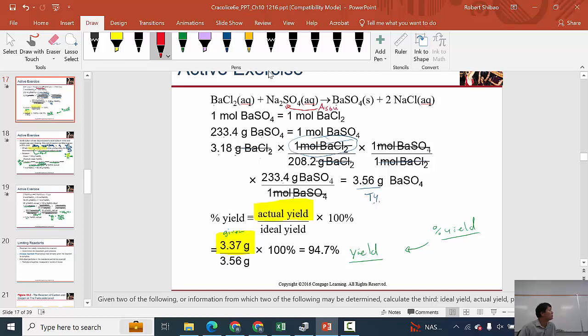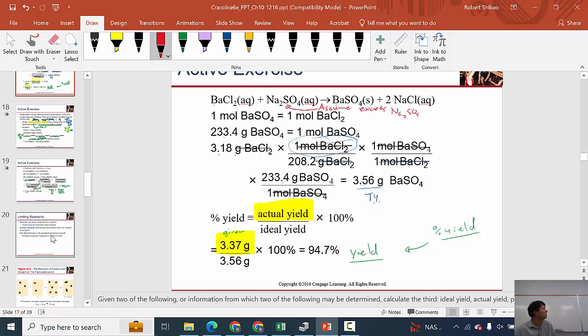In this problem, we assume that there's excess sodium sulfate. That means all the barium chloride can react. But what if we don't have enough sodium sulfate to precipitate out all the barium chloride? Then we aren't going to get this kind of yield. And so if we can't assume that there's excess sodium sulfate, then we have to do what's called the limiting reactant problem.